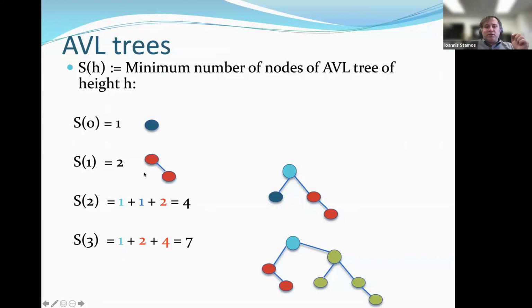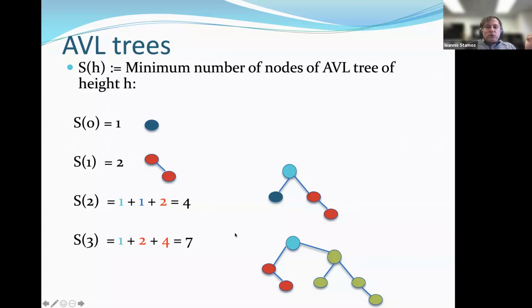You can add a third node under the root, but then you don't have the minimum number of nodes, right? And if you want to go to height 2, the minimum number of nodes is 4. The idea is very simple. You add a new node, that's your root. To the left, you add the AVL tree of height 0, I'm sorry, and to the right, you put the AVL tree of height 1, right? So that's why it's 1 plus S of h minus 1 plus S of h minus 2. So it's 4.